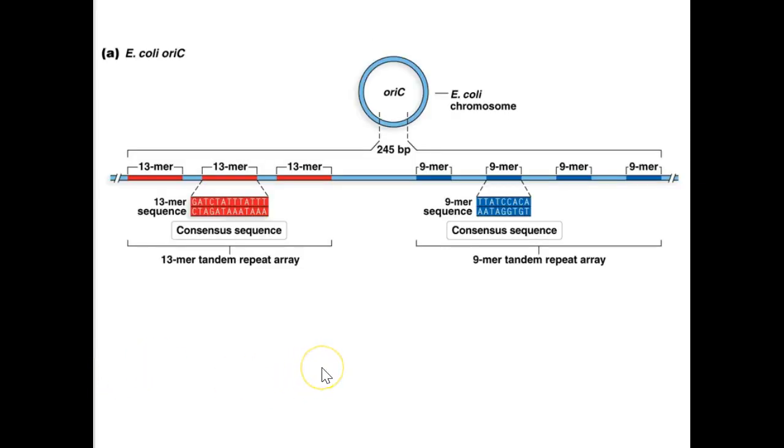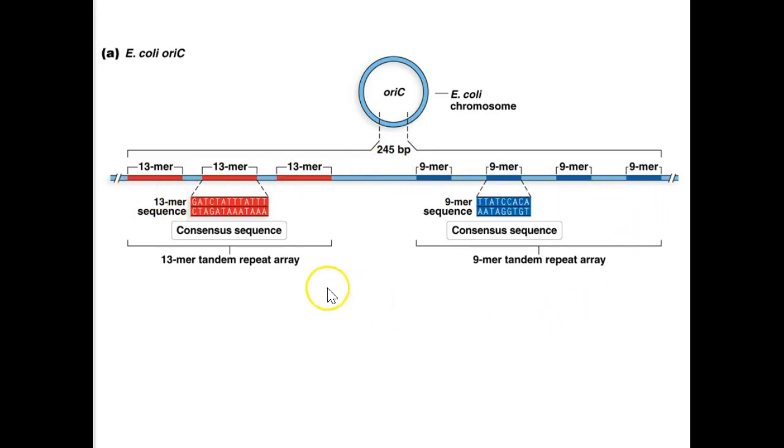Here's a picture of the origin of replication site on E. coli, and it is actually named the ORI-C site. Here's the E. coli chromosome. Like most bacteria, E. coli has one circular chromosome in its genome. And the ORI-C site, which isn't really drawn to scale here, is in total 245 base pairs long, and it looks like this.